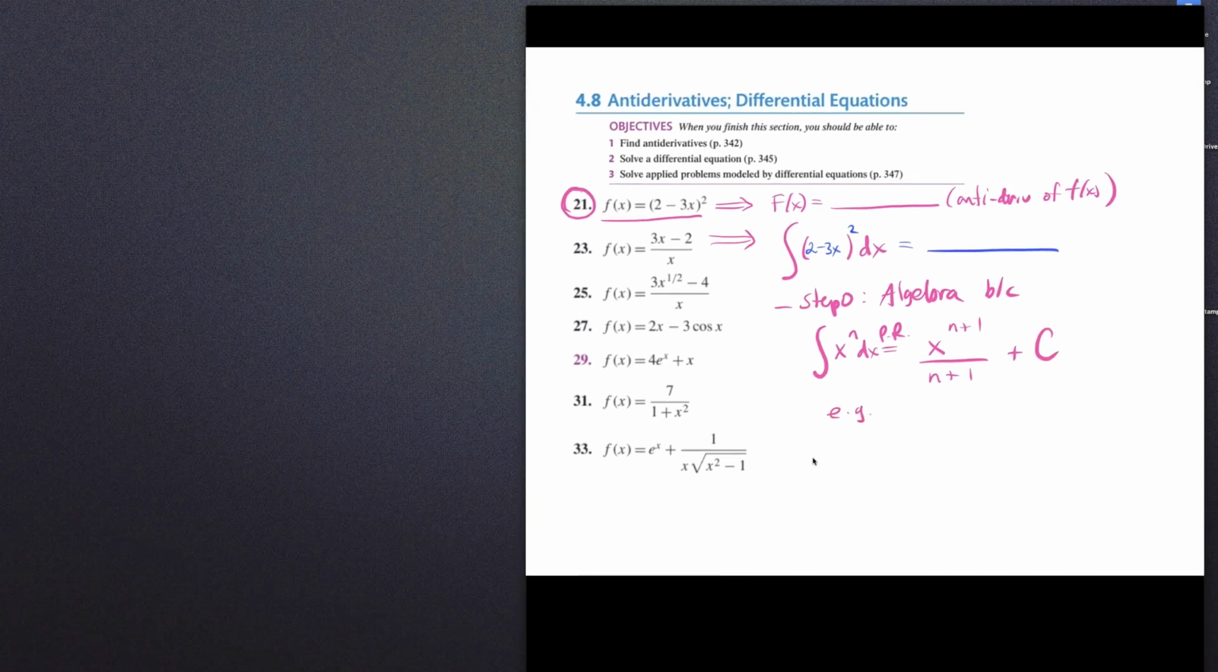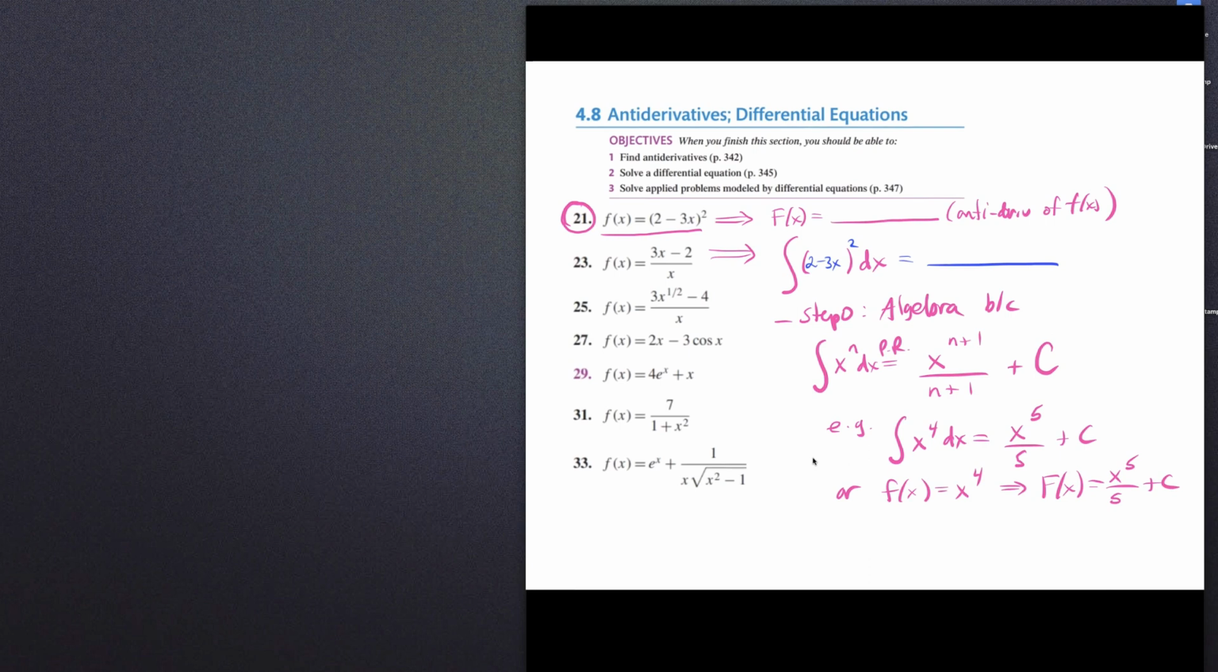So for example, here's something that we know. We know that the antiderivative of x to the 4th is equal to x to the 5th over 5 plus a constant. Or another way to write that is that if the function given is x to the 4th, then we can say that the antiderivative function is x to the 5th over 5 plus a constant. Okay, so that's what I know.